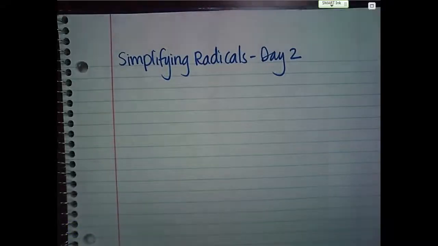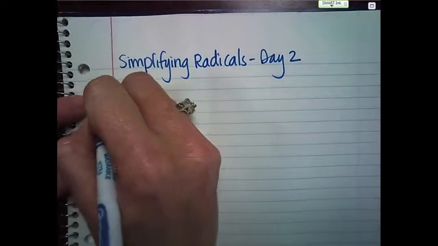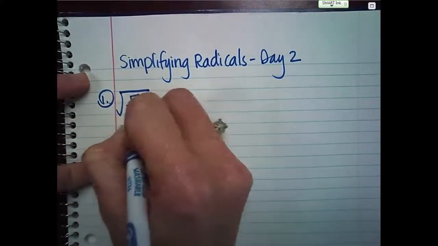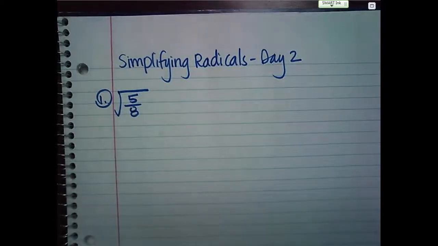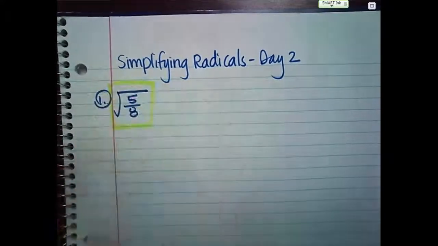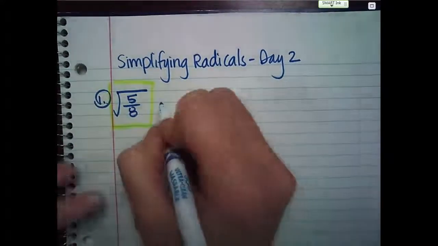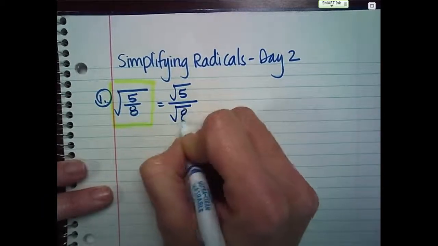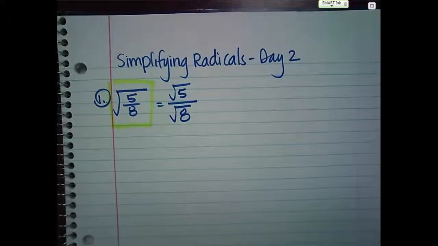So simplifying radicals day 2. Let's start off with number 1. We have the square root of 5 over 8. If you have a fraction underneath the radical, what it really means is the same thing as the square root of 5 divided by the square root of 8. Okay? Which tells you that you have a radical in the denominator.